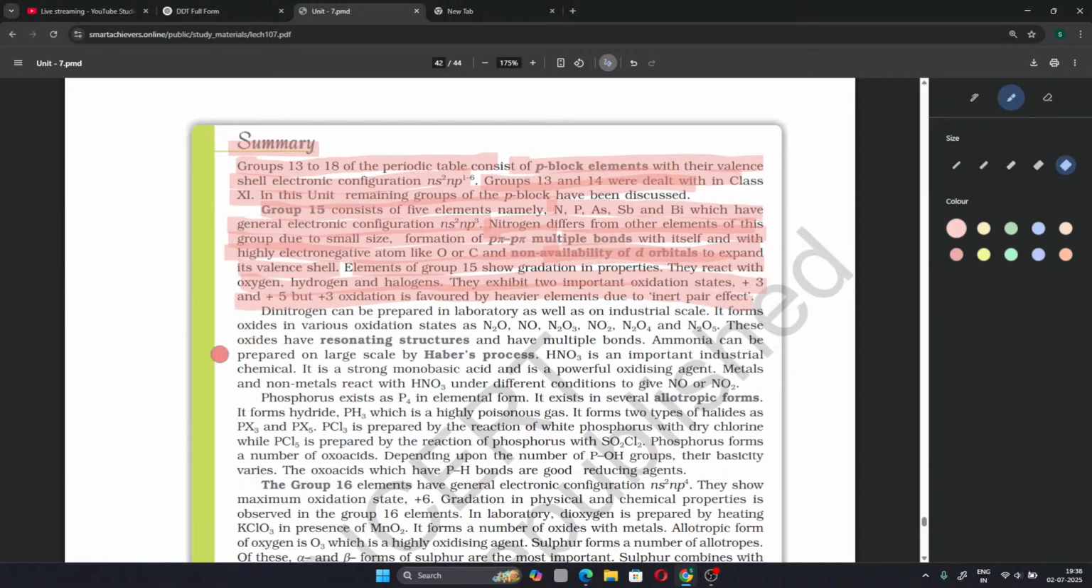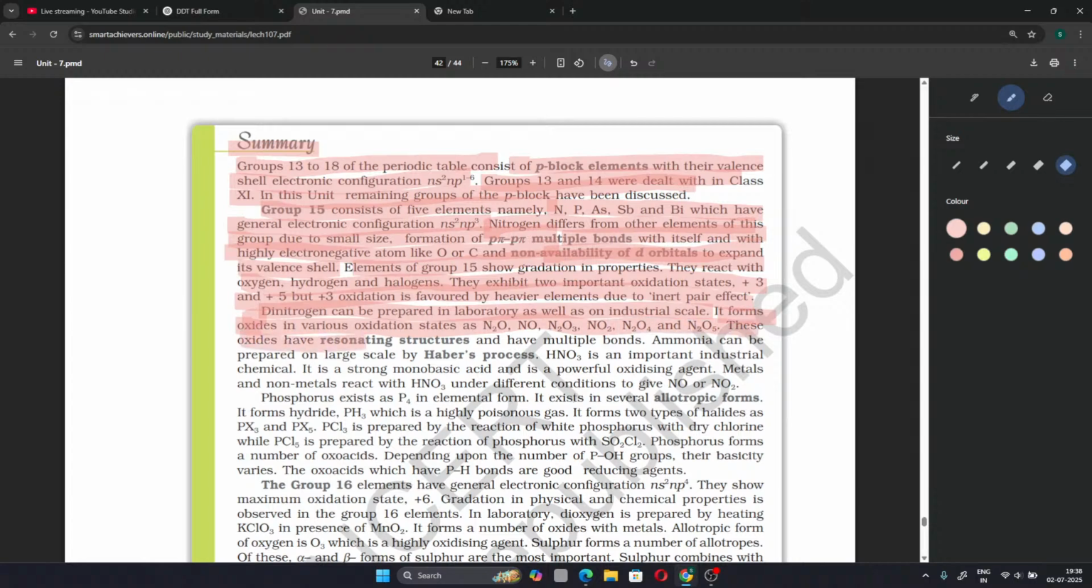As we go down the group, heavier elements will prefer lower oxidation states, which is the reverse of transition elements, where heavier elements prefer higher oxidation states. Dinitrogen can be prepared in the laboratory as well as on an industrial scale. It forms oxides in various oxidation states: N2O, NO, N2O3, NO2, N2O4, and N2O5.